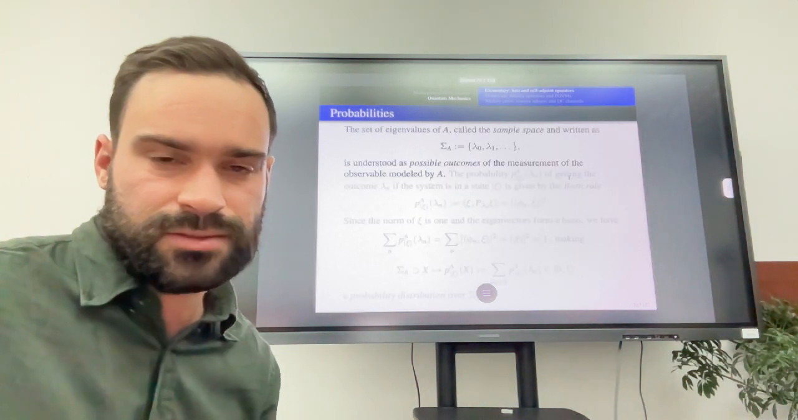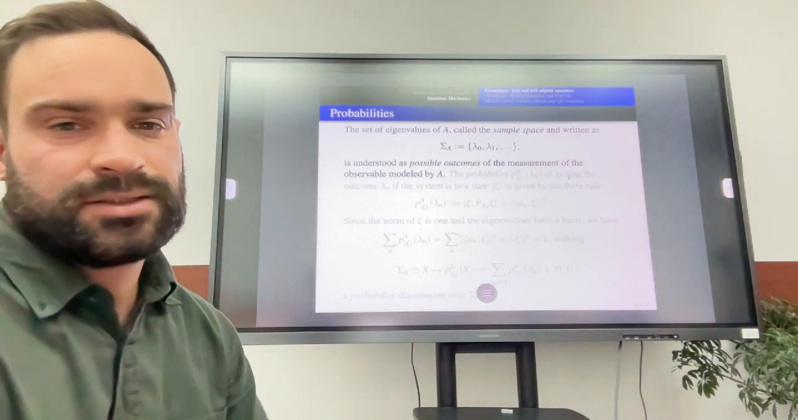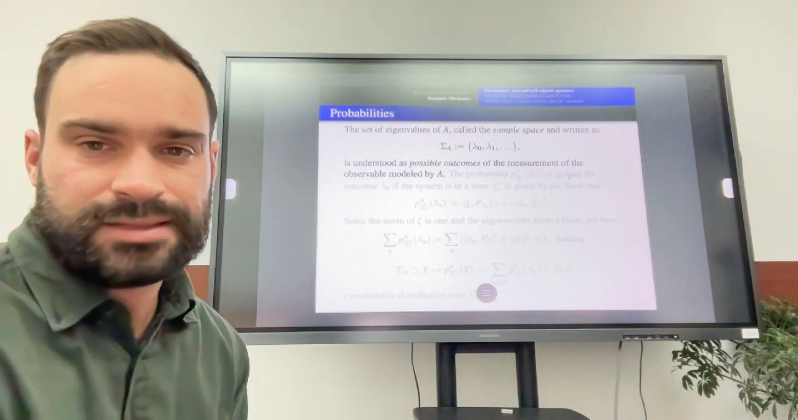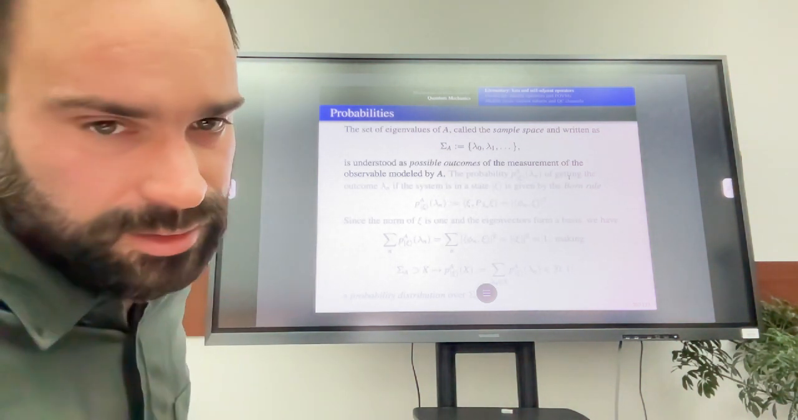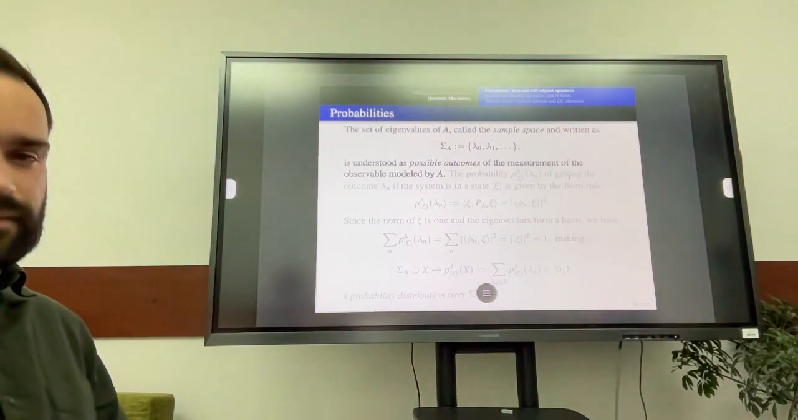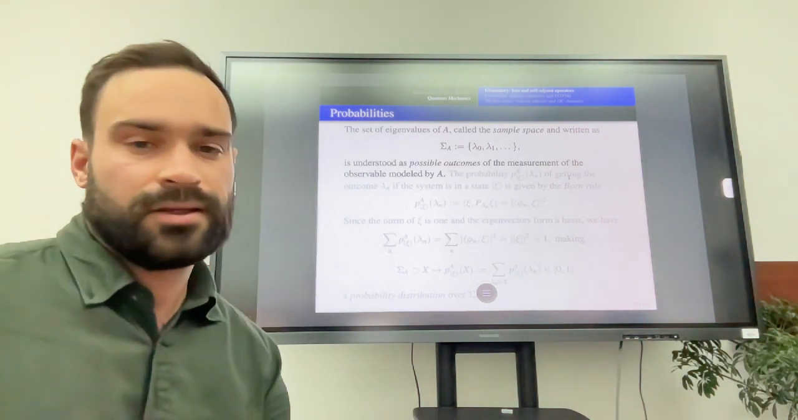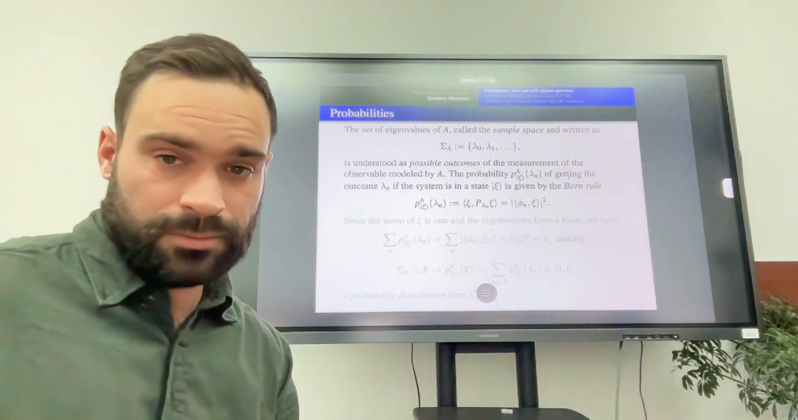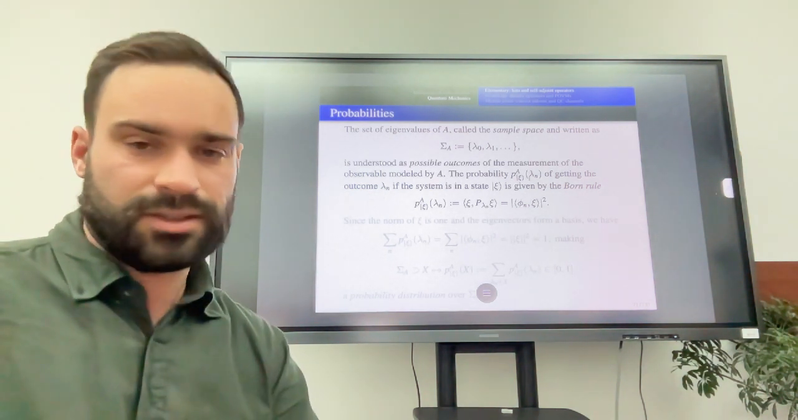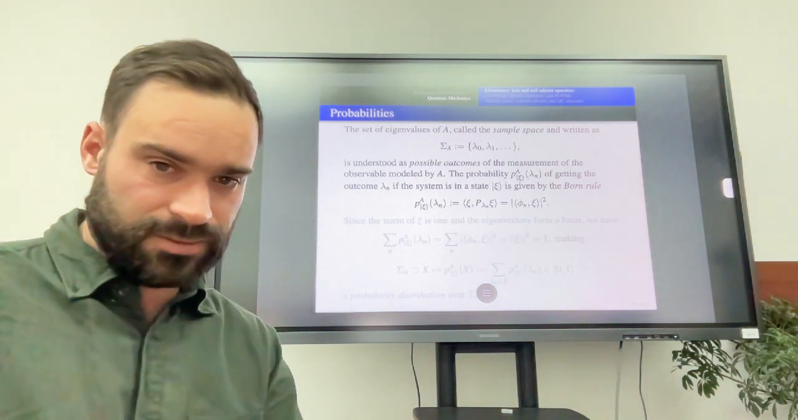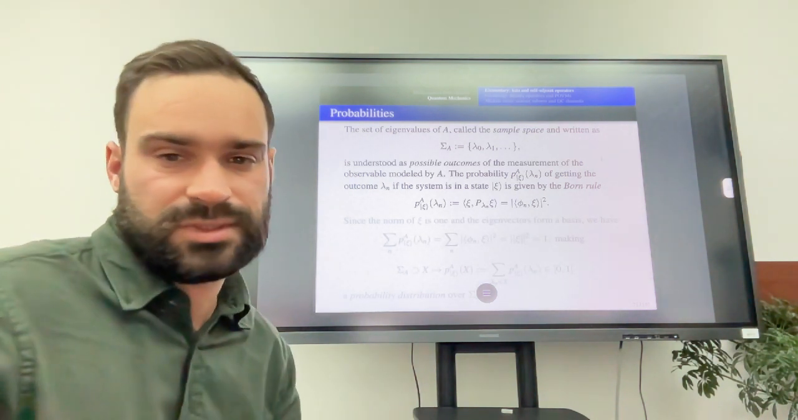Why do we need those things? Well, ultimately, the theory predicts probabilities. Let's call a sample space the set of all these eigenvalues, and they are understood as possible outcomes of their measurement that is modeled by the self-adjoint operator A. The probability of the outcome being achieved, given that the system is in a given state, is given by the Born rule, which is just this thing.